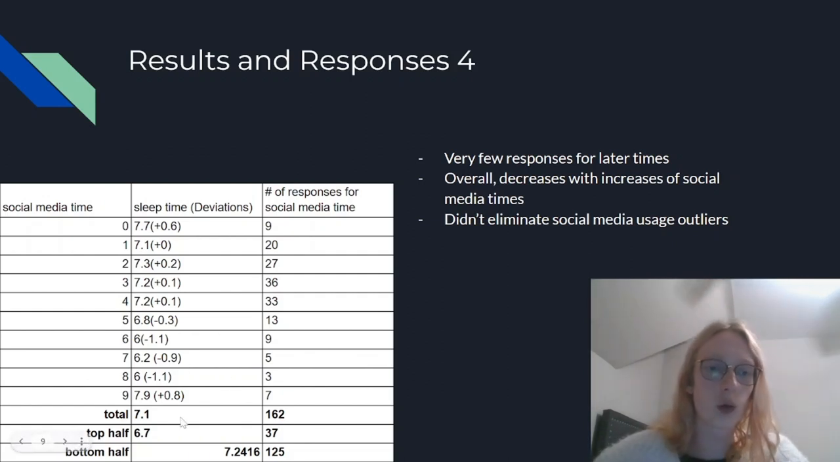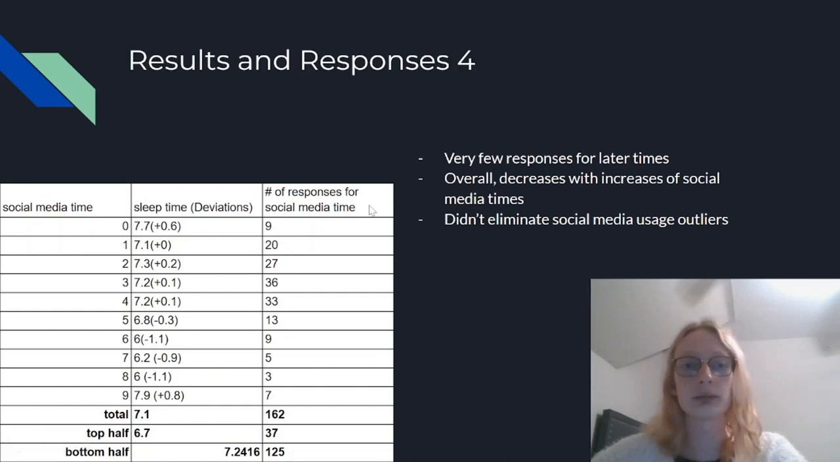Down here, I have the total average for all of my social media usages and all my sleep times, which was at 7.1, and then here at 6.7 was for the top half, so that's for 5 to 9 hours of social media usage. That's the average of 6.7. For my bottom half, which was 4 to 0, was 7.2 hours of sleep per night on average.